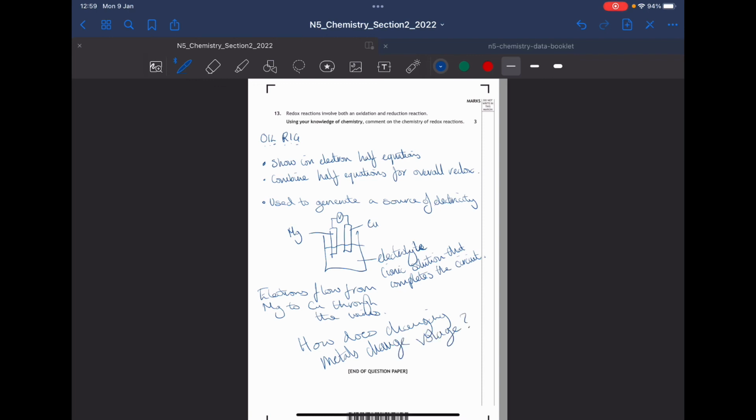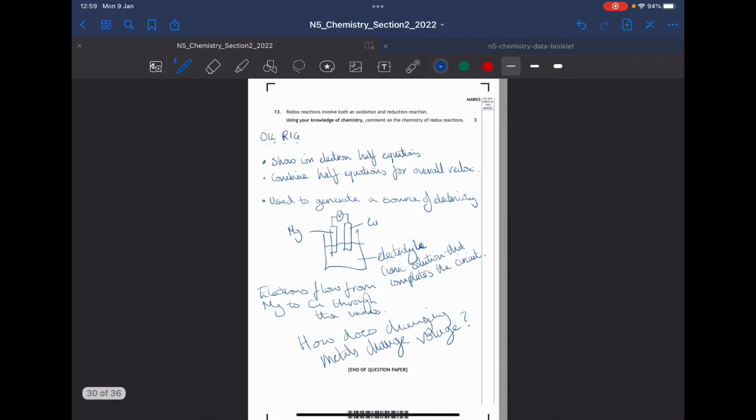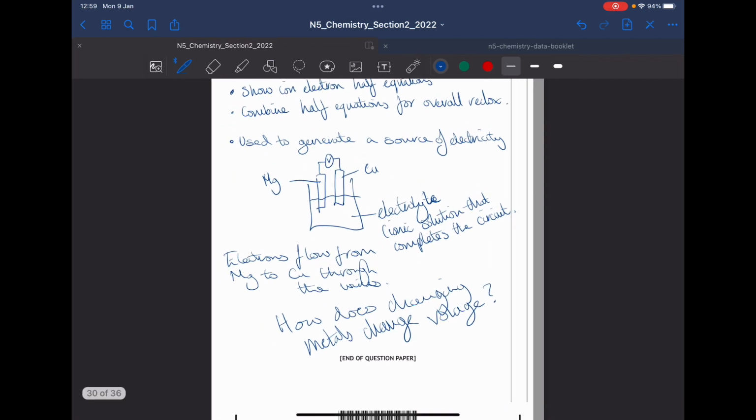Okay, and then you could also kind of mention titrations here. So you don't really do redox titrations in National 5. You do acid-base ones. However, you can use redox reactions in titrations to calculate concentrations of substances. So that could be something else you could potentially add in.